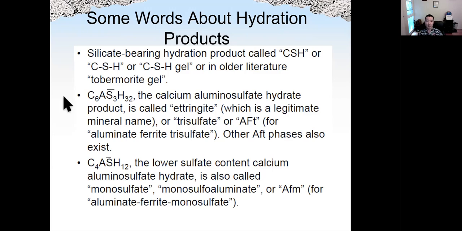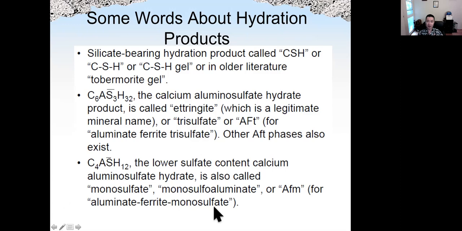Okay, this is a different name for ettringite. We can call that AFt, short for aluminate ferrite trisulfate, which means for one part of aluminate, we have 3 parts of sulfate.